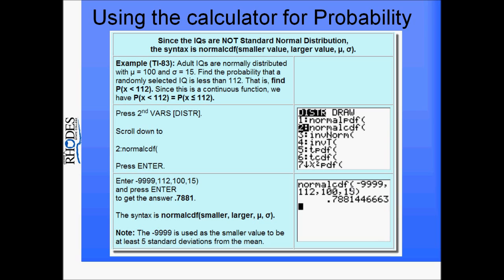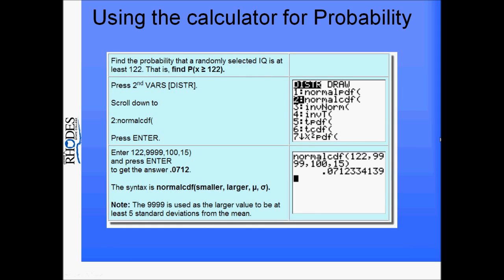Your right bound is next, so the right point that you want to go to is 112, because it says 112 or less. Then the last two inputs are your mean and your standard deviation. Your mean is going to be 100 from the given example, mu equals 100, so that's your third input. Your fourth input is the standard deviation, sigma, equal to 15. That's your last input. Then you just hit enter on the calculator, and you'll get 78.8% as your answer. That's just one example.